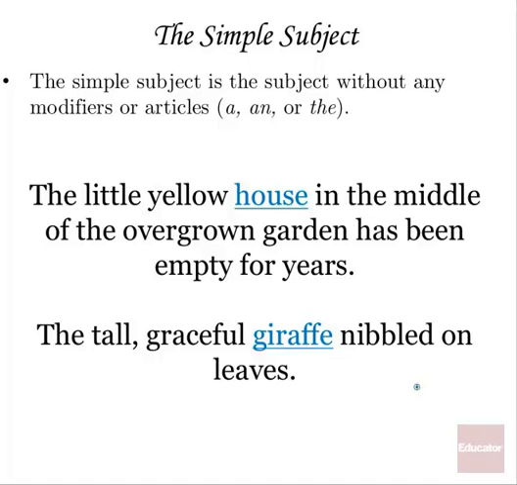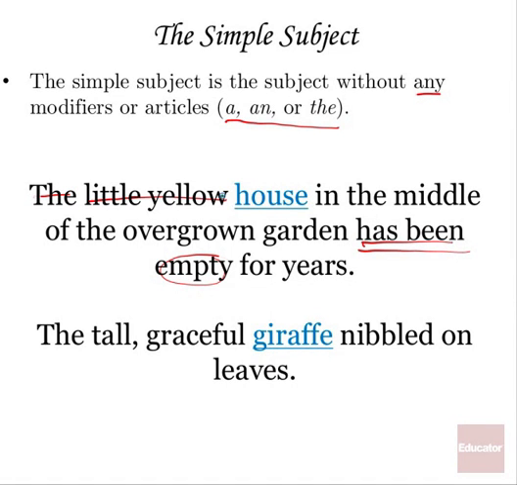All right, let's look at the simple subject. The simple subject is the subject, whatever's performing the action, without any modifiers or articles. Articles are a, an, and the, and we'll cover them in a later lesson. So, the little yellow house in the middle of the overgrown garden has been empty for years. House is the simple subject. How do we know? Well, our verb is has been, a linking verb. All right, it connects the subject to its complement, empty, and the is an article.